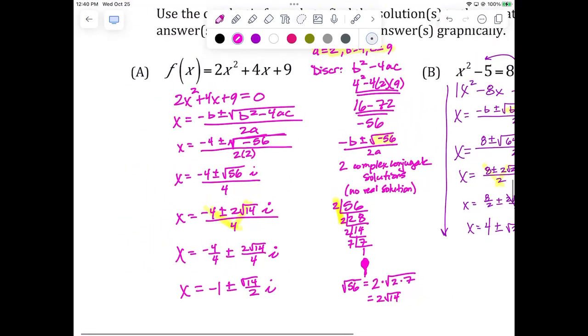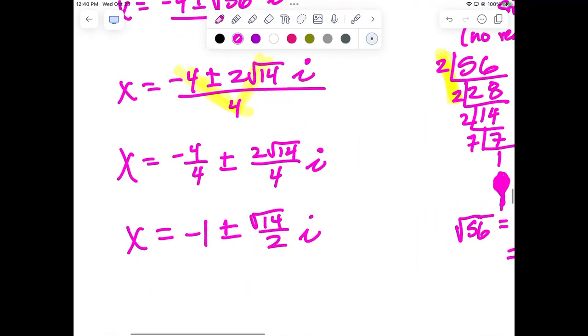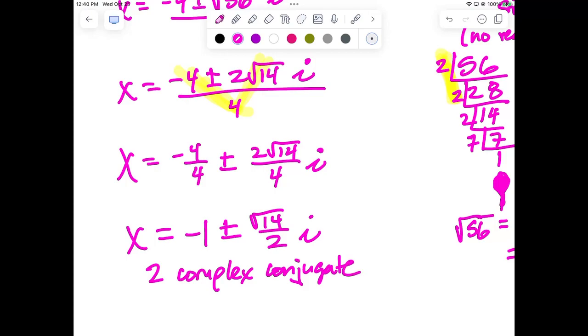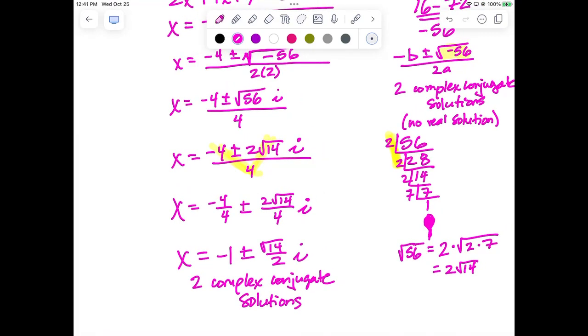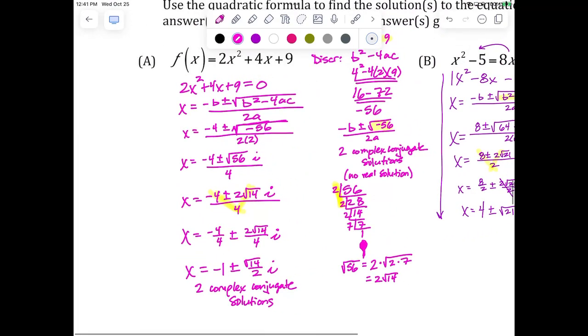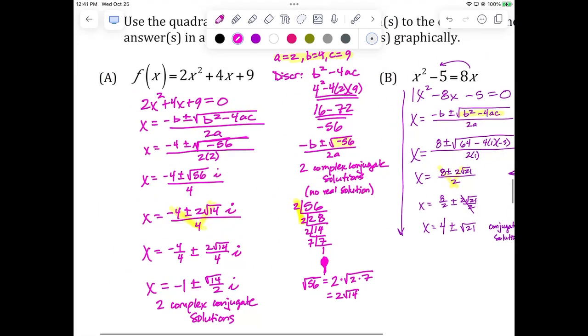And there they are. There's the two complex conjugate solutions to the function. Ta-da! See? Piece of cake. Nothing to it. All right. We'll do B on the next example. That's it for this one.